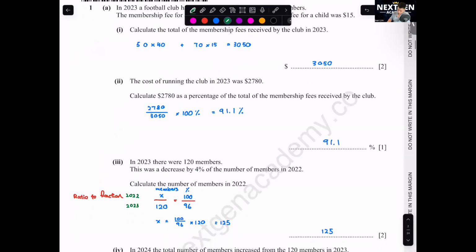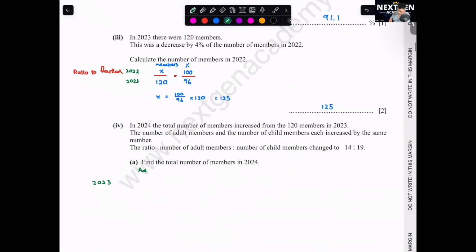Adult to child, what is the ratio? They gave us 50 to 70. Now they say in 2024, it increased by a certain amount, let's call it X, increased by the same number. So 50 plus X and 70 plus X.